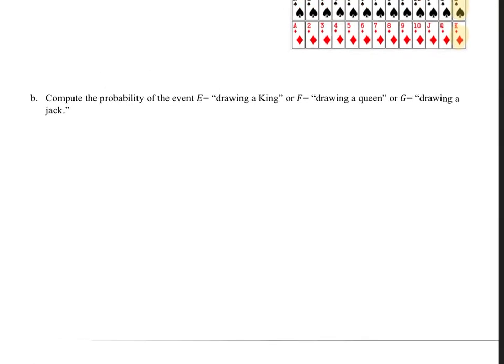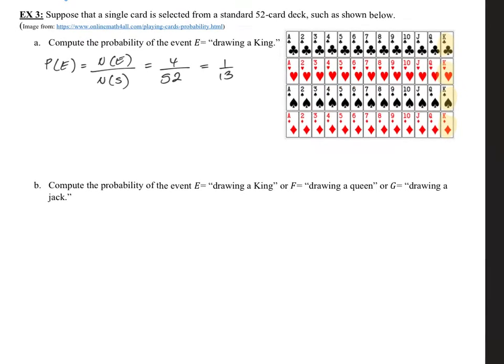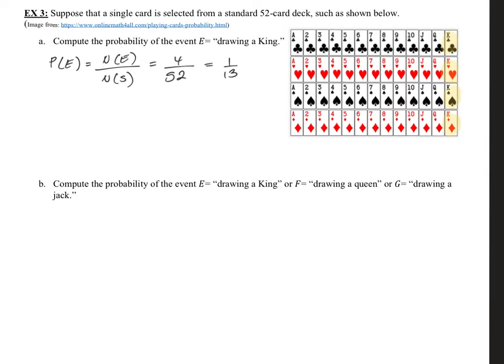Compute the probability of event E, or event F, or event G, where E is drawing a king, F is drawing a queen, and G is drawing a jack. So we want the probability of E, or F, or G. So I see all the ors, so I know I'm going to use that addition rule as long as these are disjoint, and they are disjoint probabilities. So let's go ahead and rewrite this as the probability of E, plus the probability of F, plus the probability of G. And what is the probability of drawing a king?